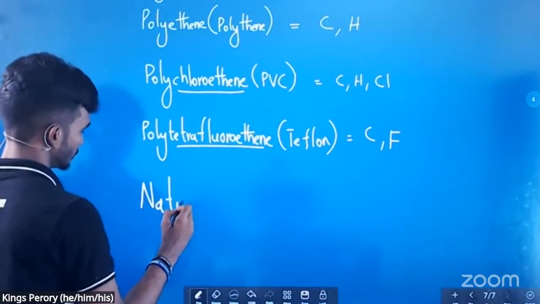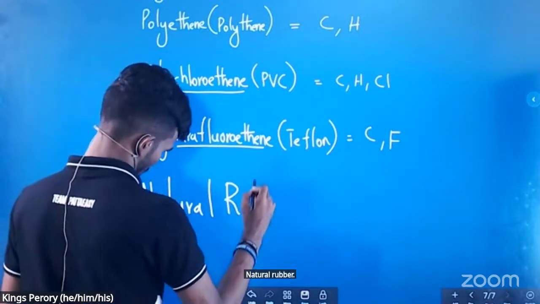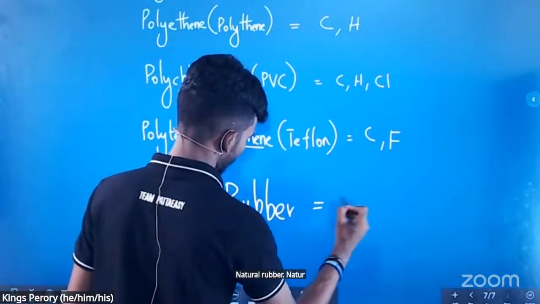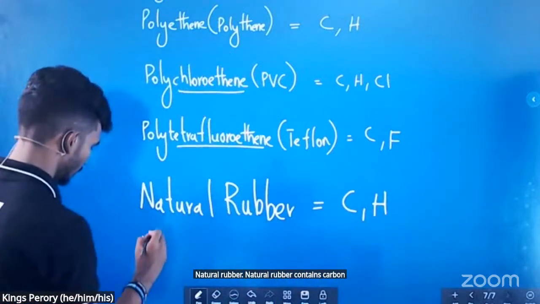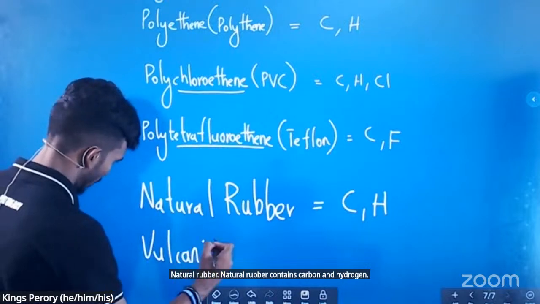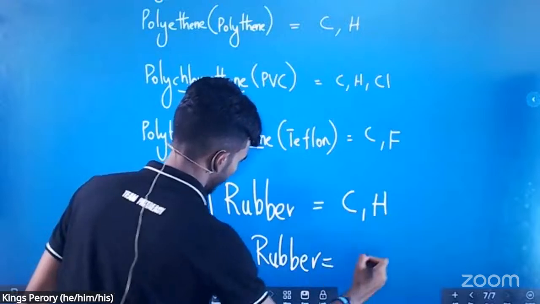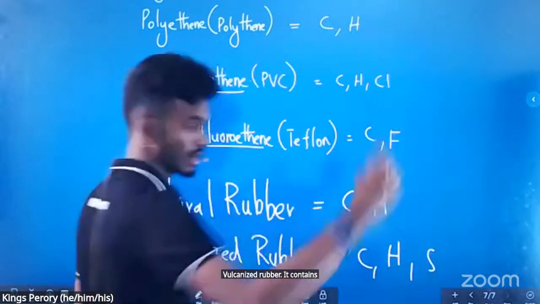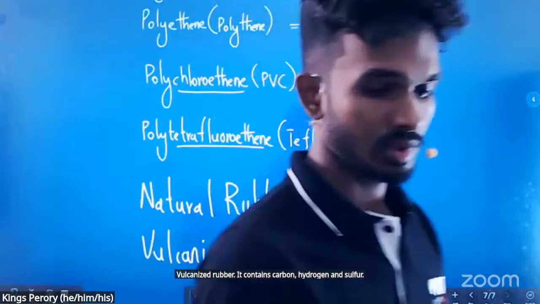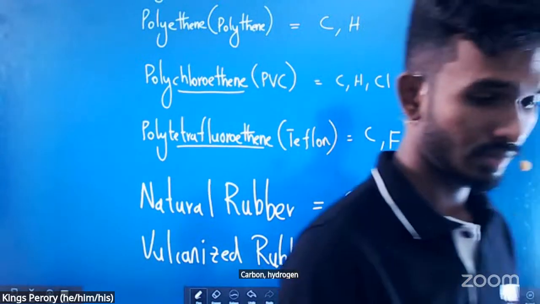Natural rubber. Natural rubber contains carbon and hydrogen. Vulcanized rubber contains carbon, hydrogen, and sulfur.